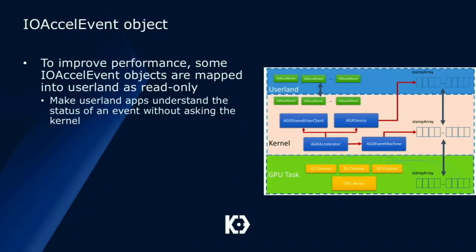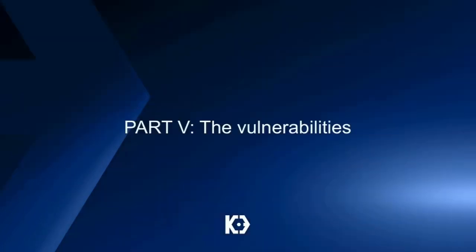Last but not least, to improve performance, some of the IOAccelEvent objects are also mapped into the userland, which is highly related to our bug. This is to make sure that userland applications can understand the status of the current instruction and the current event without asking the kernel. So the userland app can also test whether the event has been completed or not.